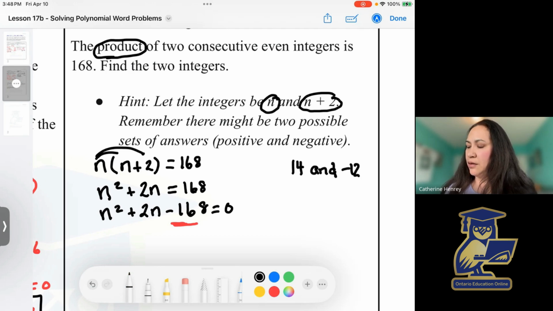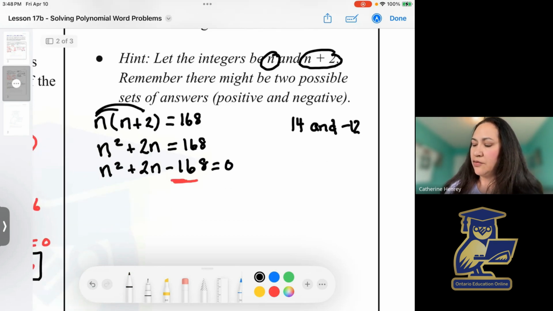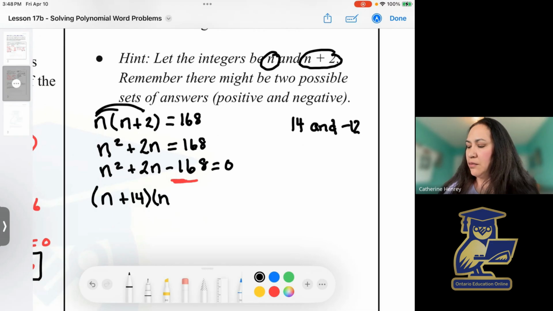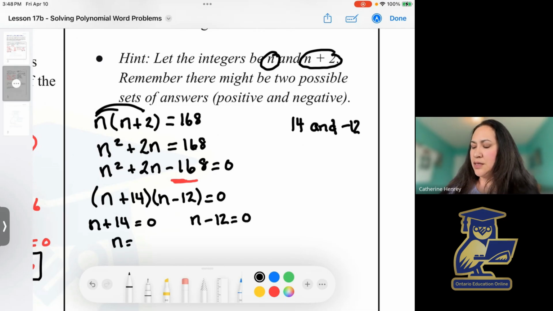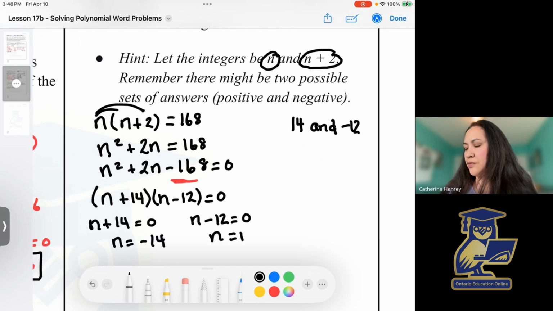Let me go ahead and write this quadratic in factored form. So n plus 14 times n minus 12 equals 0. My zero product property, we have n plus 14 equals 0, or we can have n minus 12 equals 0. And in this case, n is negative 14, and over here, n is equal to 12.